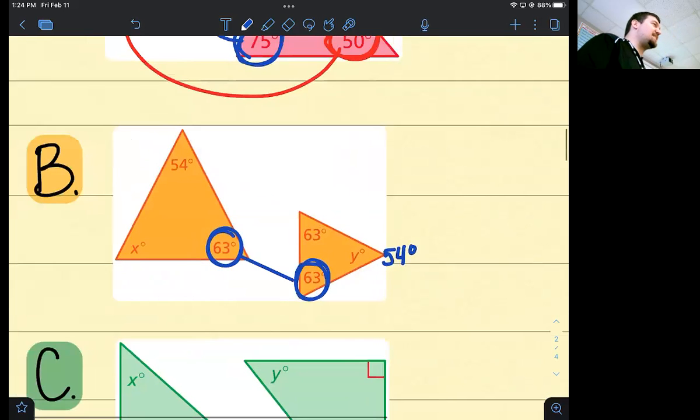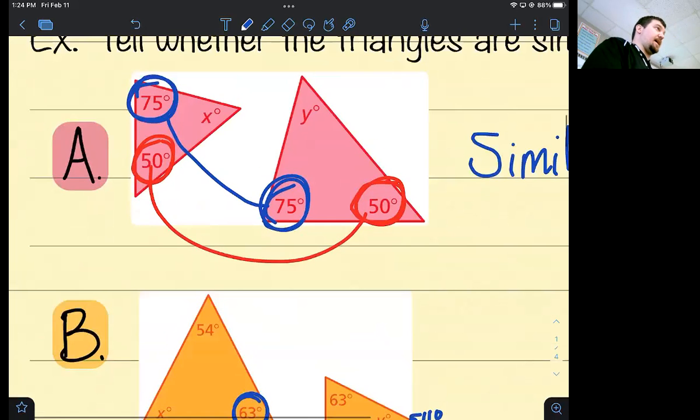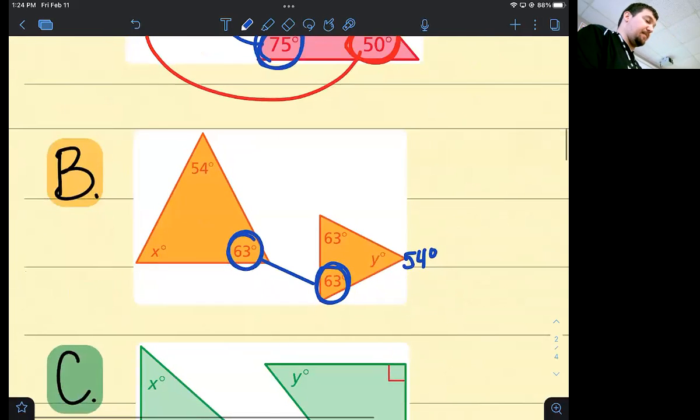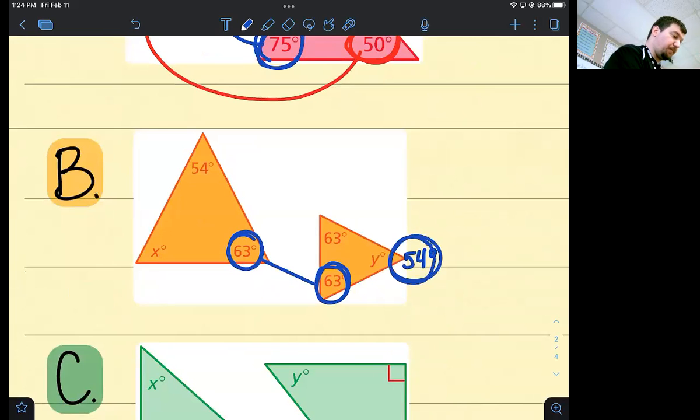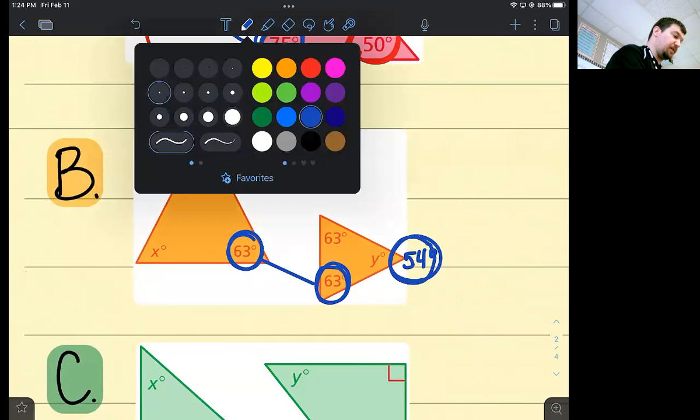So it's not as easy as just looking at it. Sometimes I do need to investigate, but here's what I do know. Since this angle is 54 and this angle is 54, I should have used a different color.